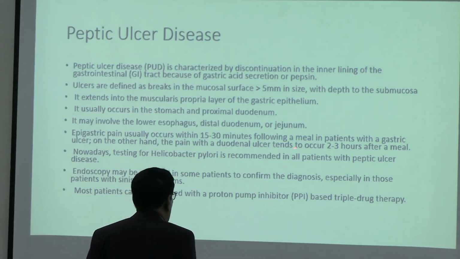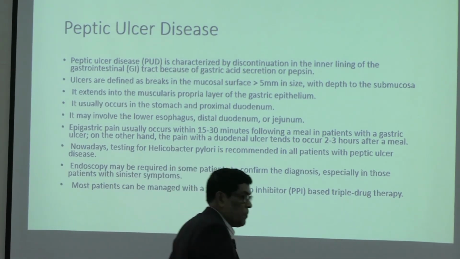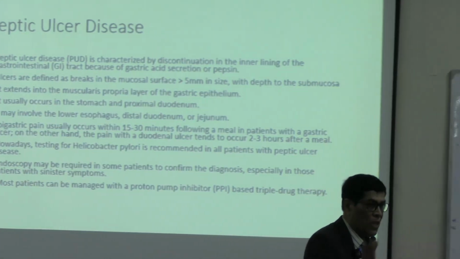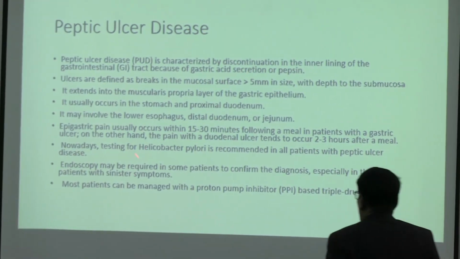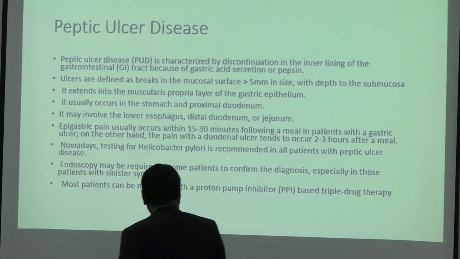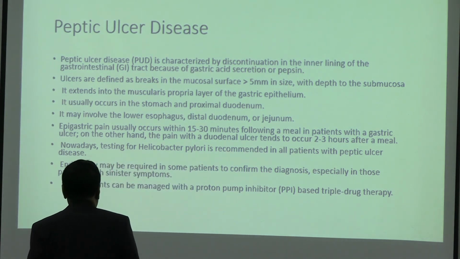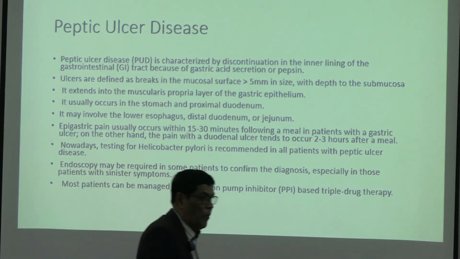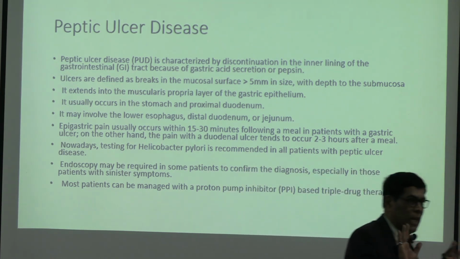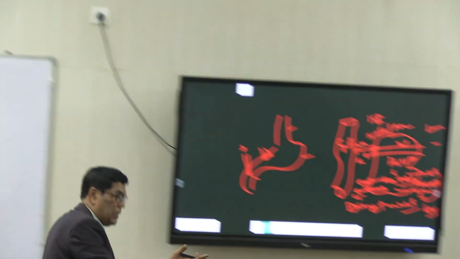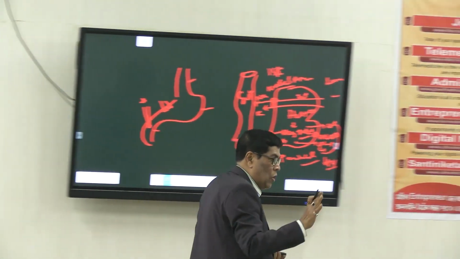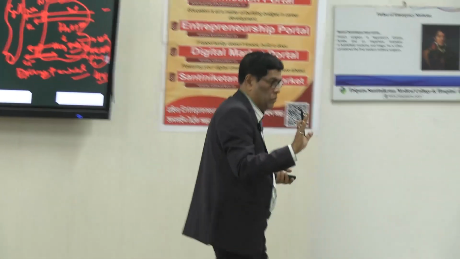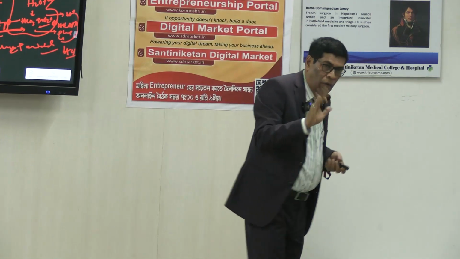On the other hand, the pain of duodenal ulcer tends to occur 2 to 3 hours after a meal. That means when the stomach is empty, the patient feels hungry. Nowadays, testing for Helicobacter pylori is recommended in all patients of peptic ulcer disease. The commonest cause for gastric ulcer, in pathogenesis, is increased hydrochloric acid secretion in the stomach, but the commonest cause is H. pylori infections.